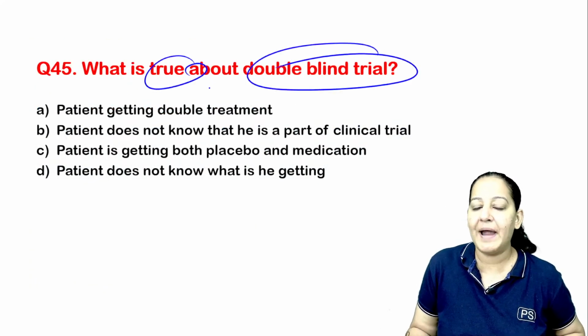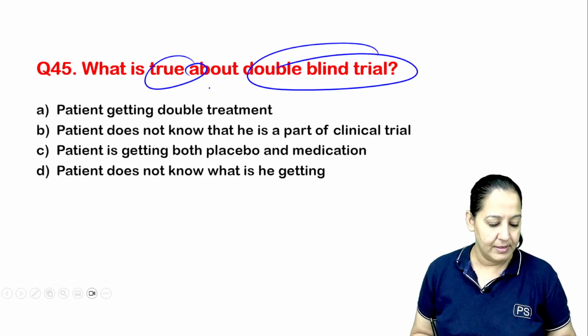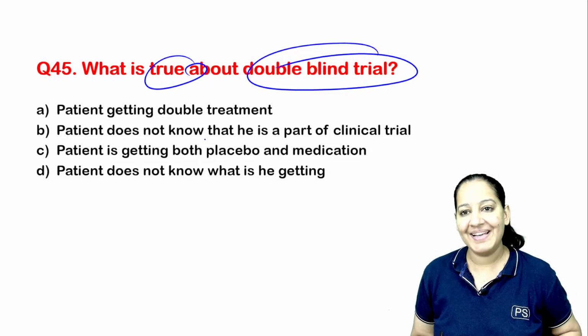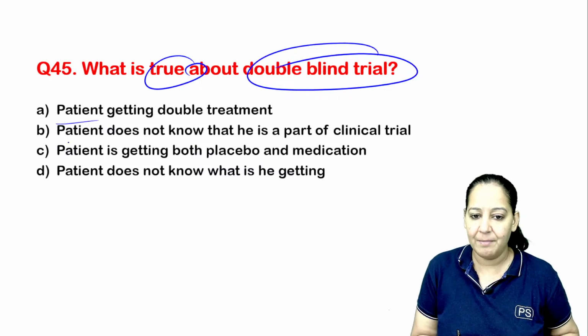Coming to the next question. What is true about a double-blind trial? What is blinding? There is single blinding, double blinding, and triple blinding. There are three types of blinding. Who is blinded here? The patient is blinded. The patient does not know.